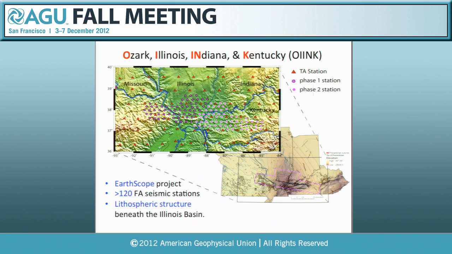Okay. OIINK is the collaborative EarthScope project involving more than 120 flexible array stations across Missouri, Illinois, Indiana, and Kentucky. This project is aiming to reveal the lithospheric structure beneath the Illinois basin, and this talk is just the seismicity part of the project.